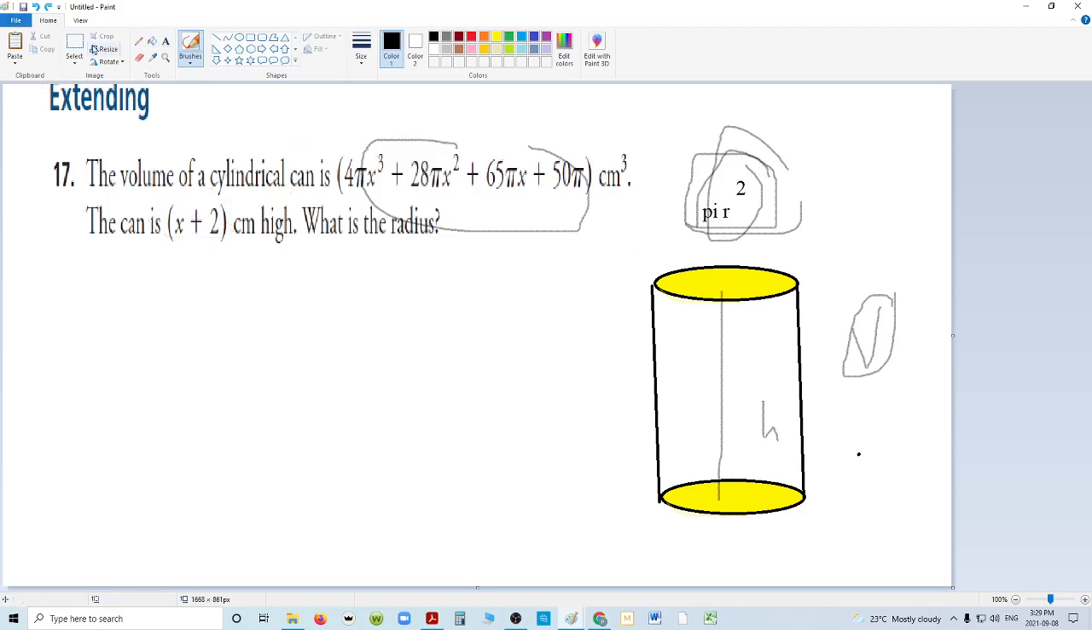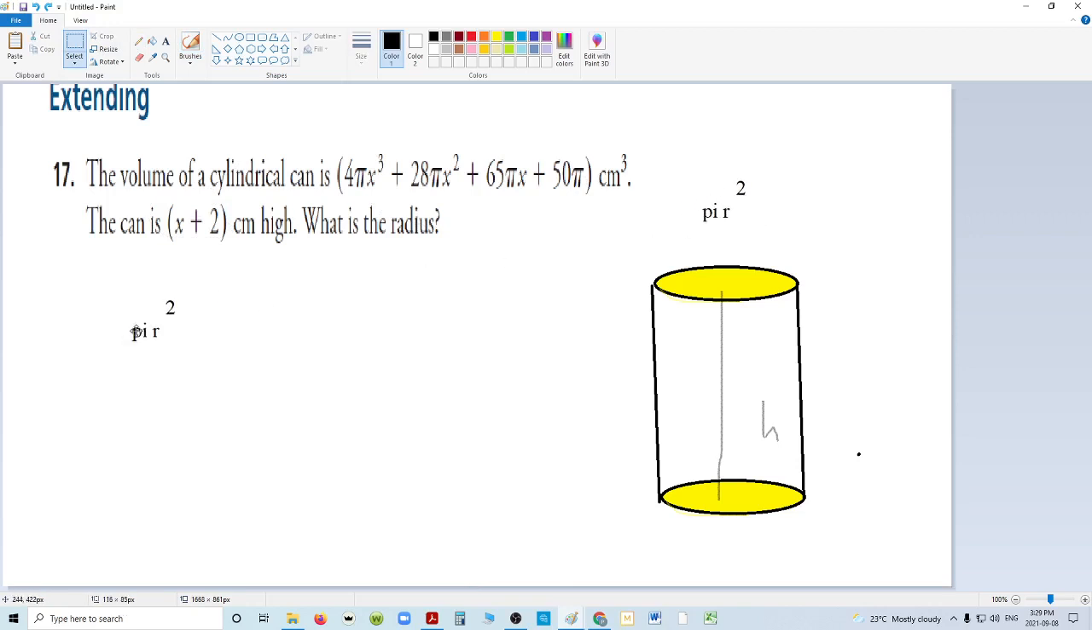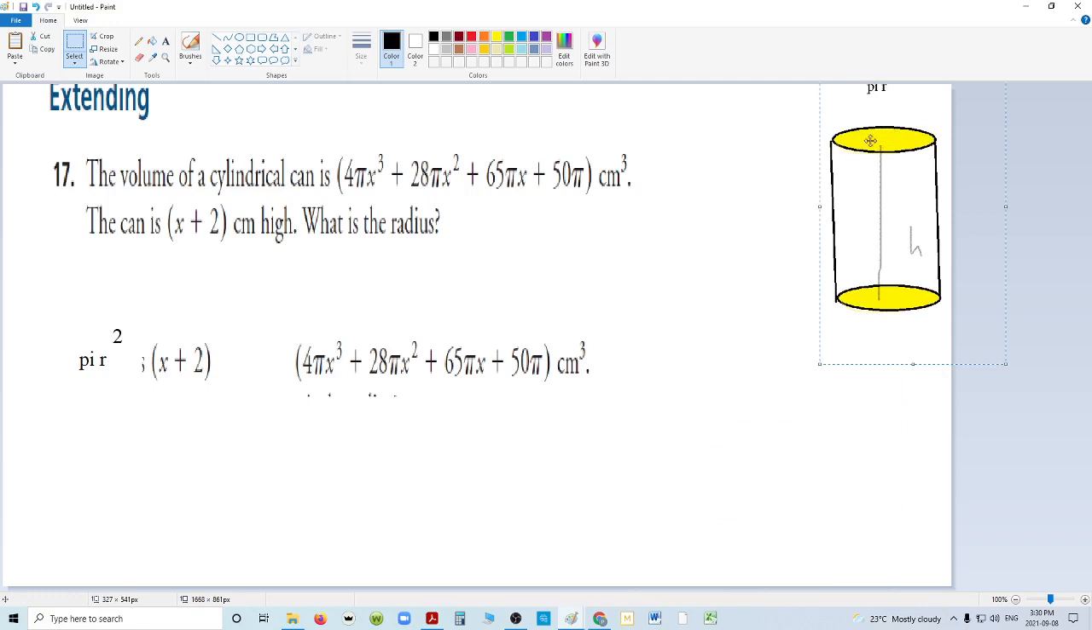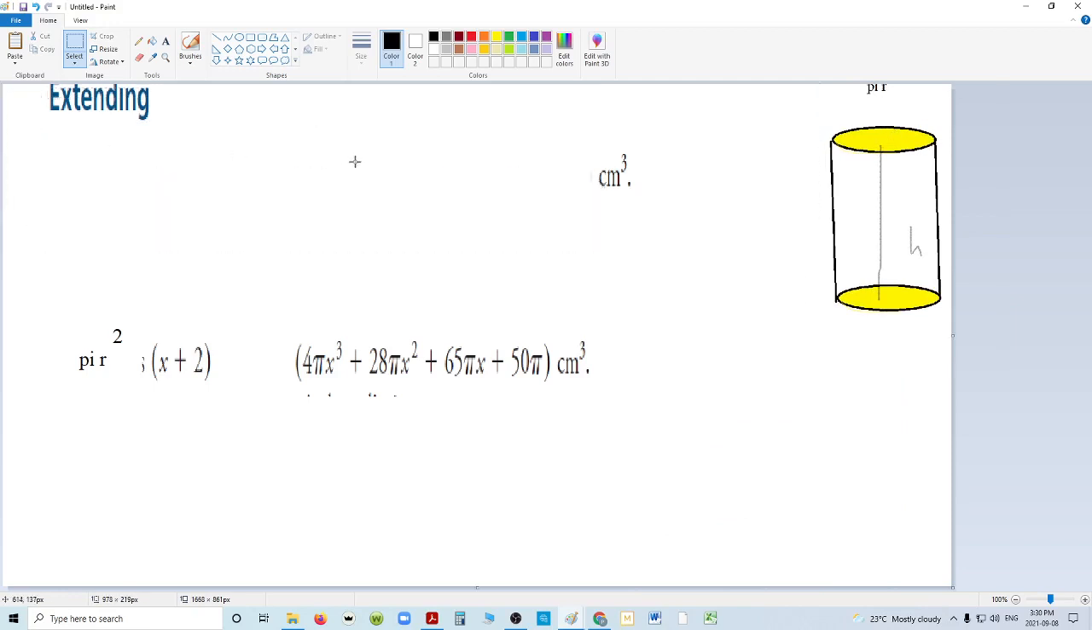Let's write this algebraically. Pi r squared times the height will be equal to the volume. You with me so far? Good. Which means pi r squared will be equal to that divided by that. Right? I can go one step further.